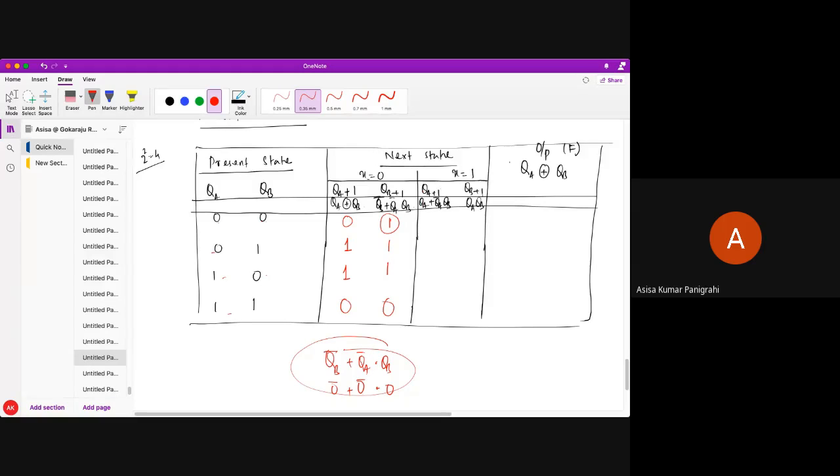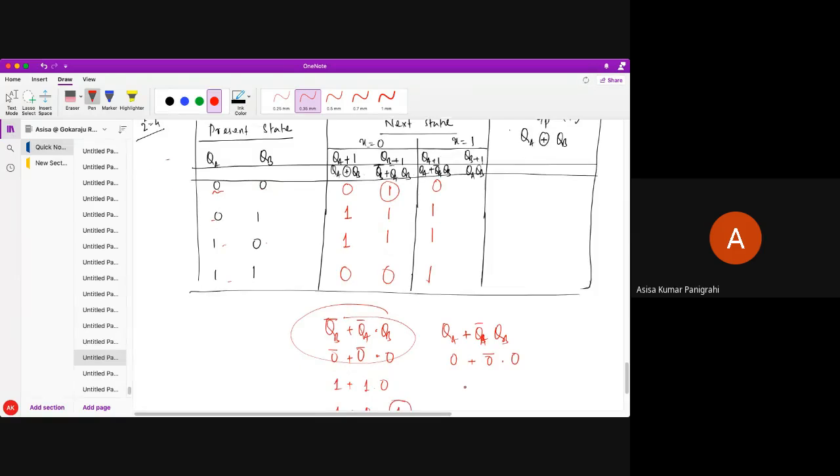Now Q_A plus 1 is Q_A or Q_A bar Q_B. So if you solve this also, you will get 0 1 1 1. How to solve this? Here I am doing Q_A or Q_A bar Q_B. If you take Q_A as 0, take 0; Q_A bar you are taking as 0 bar, and Q_B you are taking 0. So you solve it.